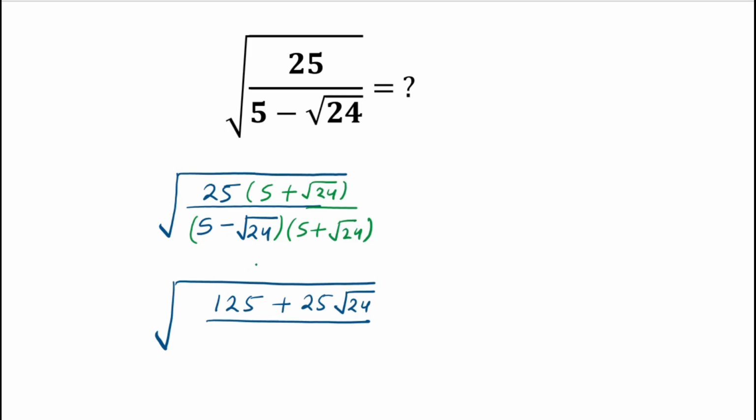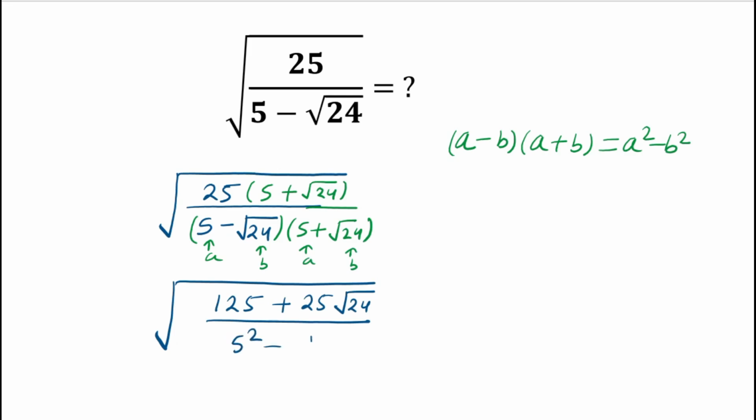Divided by, in the denominator part, if we apply the a minus b times a plus b rule, we know that a minus b multiplied by a plus b equals a square minus b square. Then this 5 is a and this square root of 24 is b. So this expression is 5 square minus square root of 24 square.